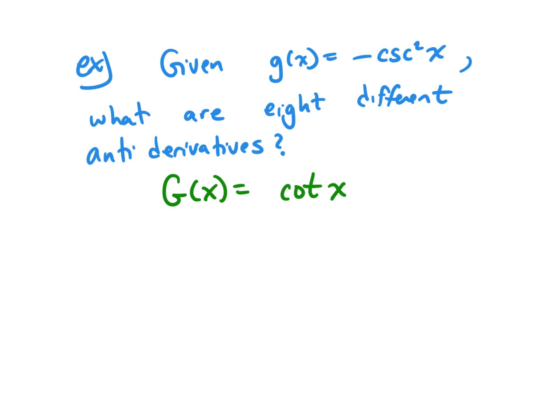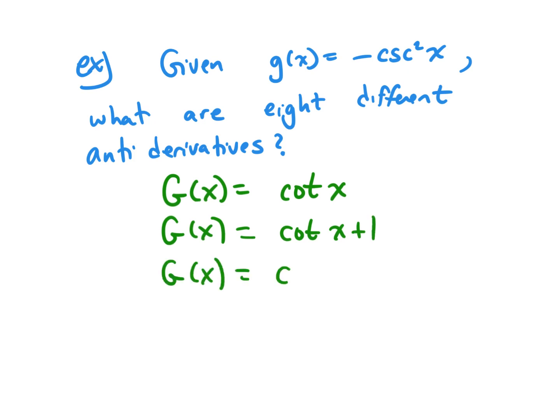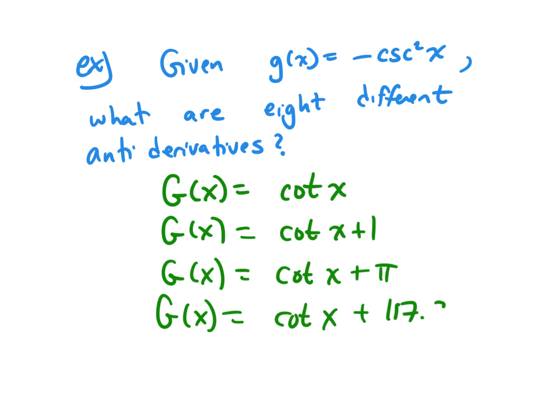Now, this is not the only one. Well, this is one. Another one, maybe I just add 1. Maybe another one, I just add pi. Maybe another one, I just add 117.34. Does not matter. Because anytime you take this derivative, that constant will drop out, and then you're just taking the derivative of cotangent, which does give you that negative cosecant squared.